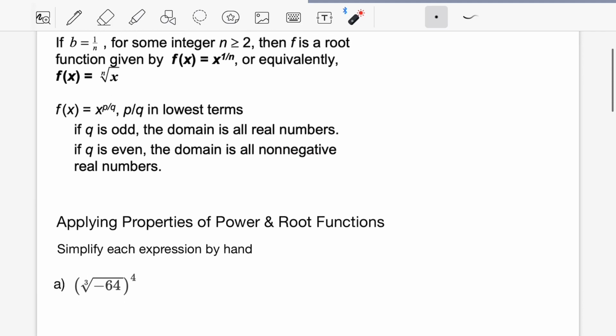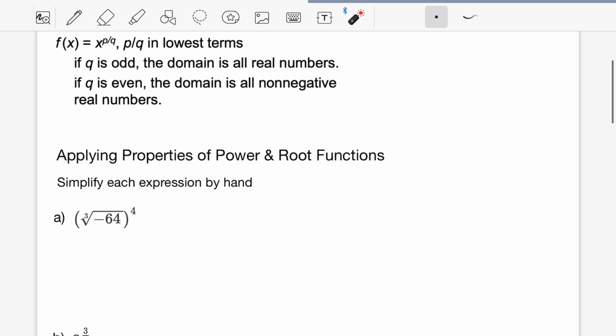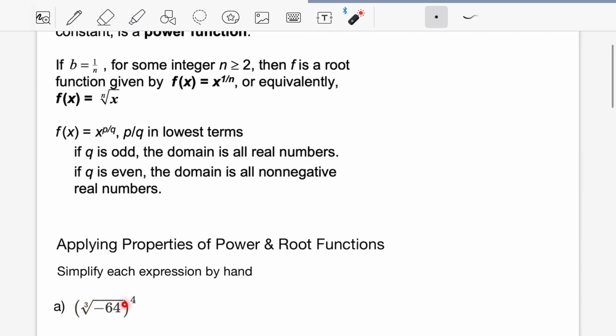So let's look at these examples. We want to apply the properties of power and root functions to simplify the expressions. So first, looking at this one, we have the third root of negative 64. So we're looking at a function of this form. So what we're looking for is a number that when it's cubed, we get negative 64.